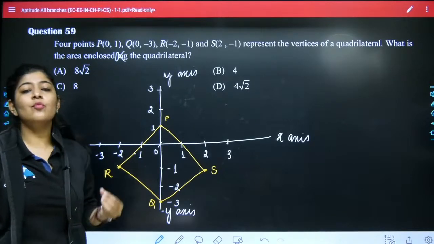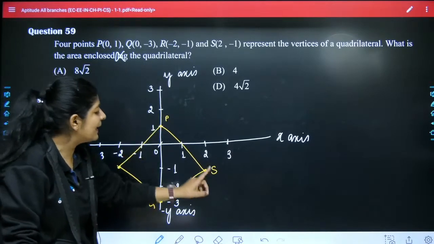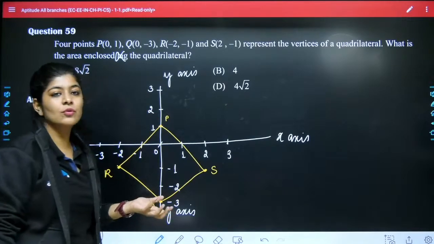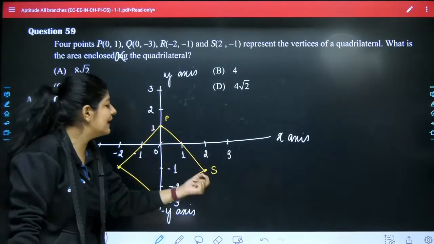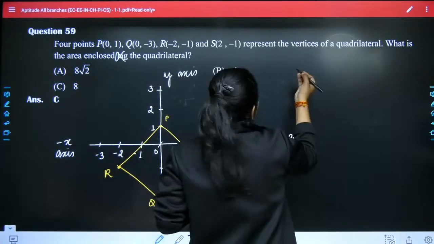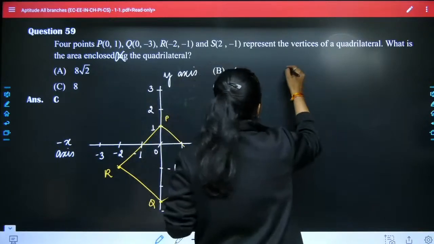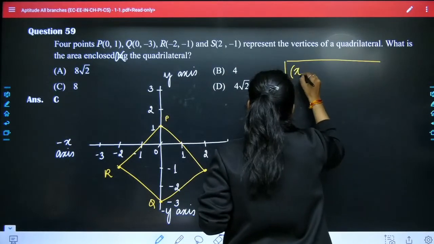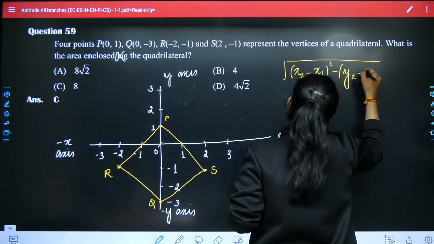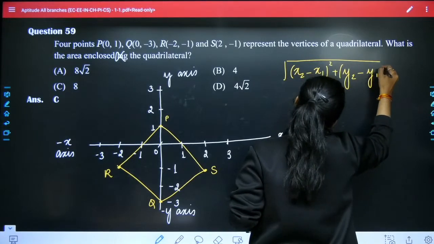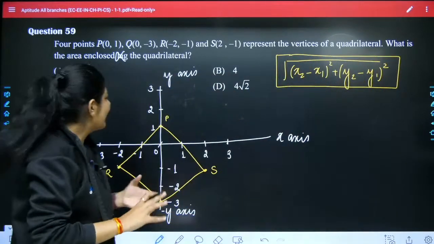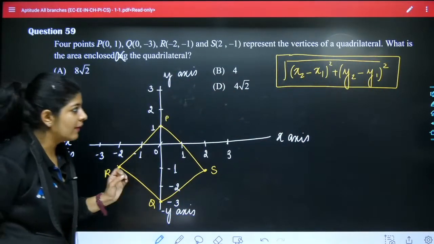Now, first we need to calculate the distance between PS, SQ, QR and RP. So we need to use the distance formula, that is equal to the square root of (x2 minus x1) whole square plus (y2 minus y1) whole square. We need to apply this formula just to find out what type of quadrilateral we have.